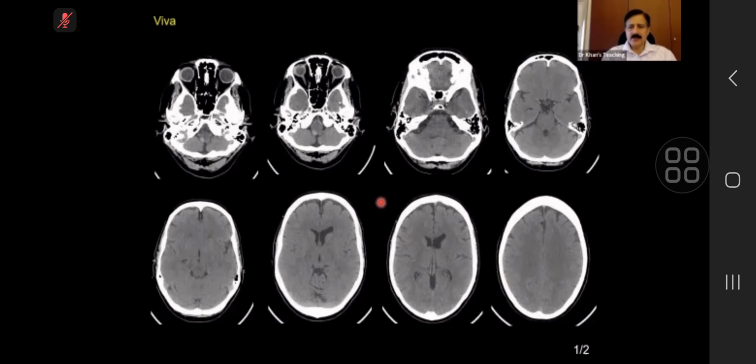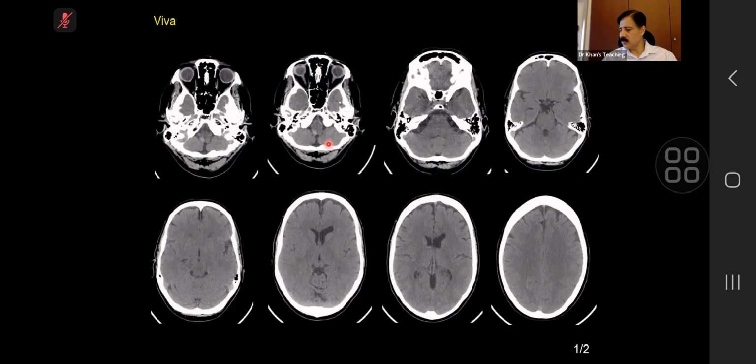Do you see a cavernoma here on a CT scan? Yes, it's on the right side, just over the level of the pons. Medulla, actually. Right? Yeah. So this is the pons and this is the medulla.